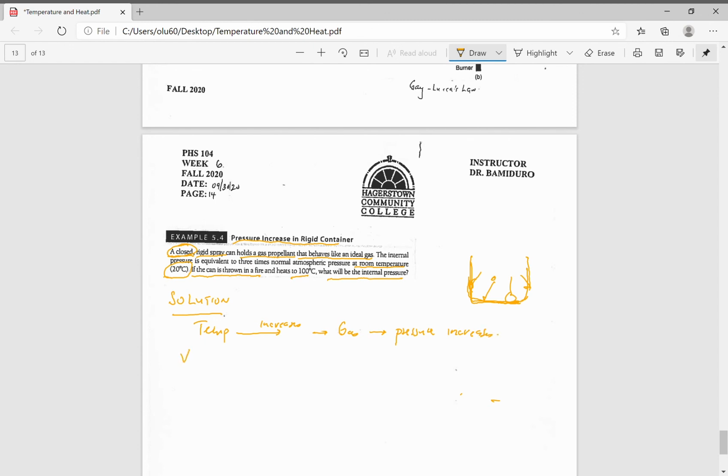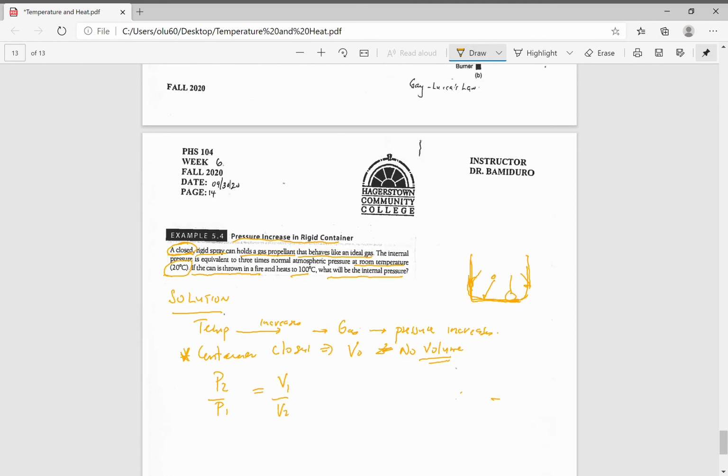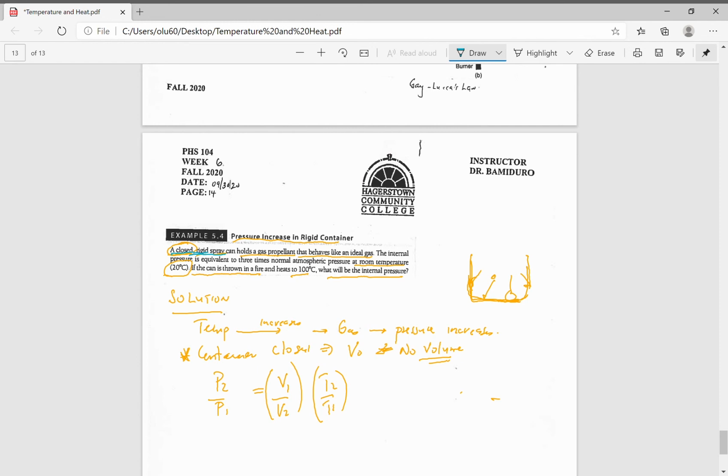Now they told us that the container was closed. Therefore, there's no change in volume at all. So we should consider the ideal gas law, which is P2 over P1 equals V1 over V2 times T2 over T1. Well, they told us that the particular container was closed. It was a closed, rigid spray can. So the volume term goes away. So we're left with P2 over P1 equals T2 over T1.